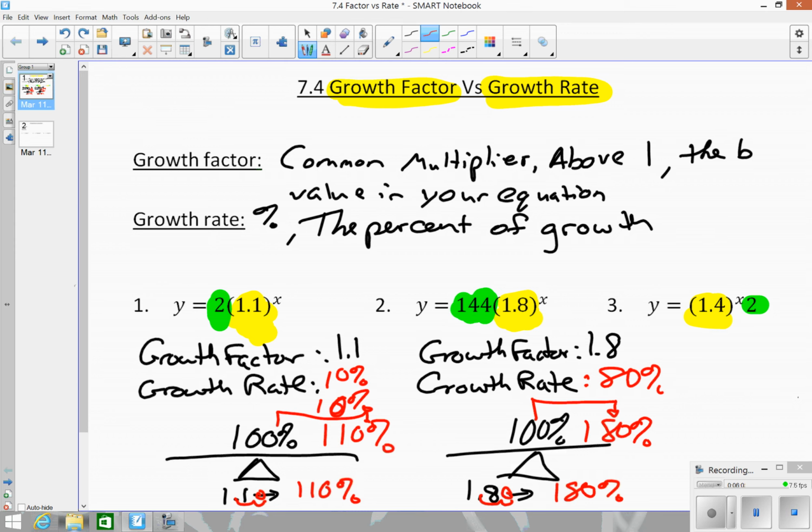Okay? Pause the video and go through the rest of the examples just like I did. I would want the growth factor as well as the growth rate.